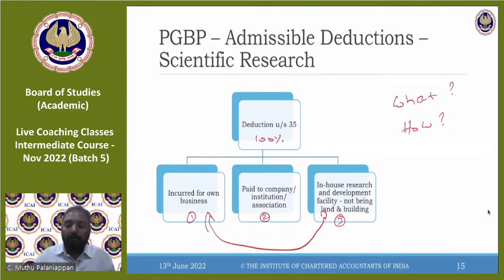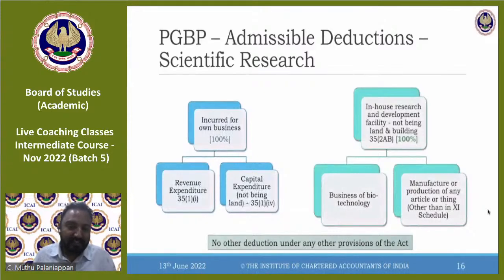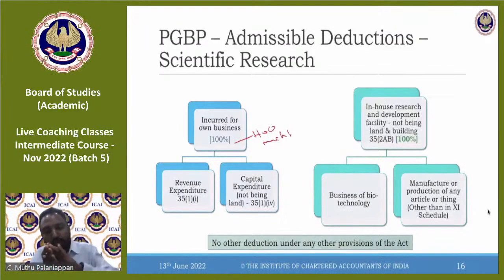Okay. So as far as 1 and 3 go, the 1 is incurred for own business. We said it is incurred for own business. How much is eligible? 100% is eligible. Now this incurred for own business could be in the nature of revenue expenditure or capital expenditure. Revenue expenditure is also eligible. Capital expenditure is also eligible. But in capital expenditure, what is not eligible? Land. Land is not eligible.